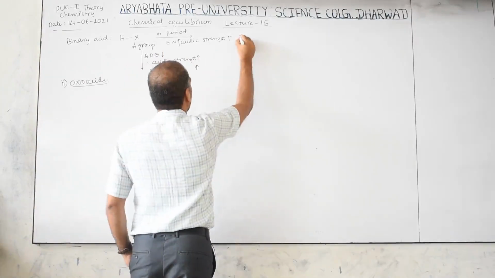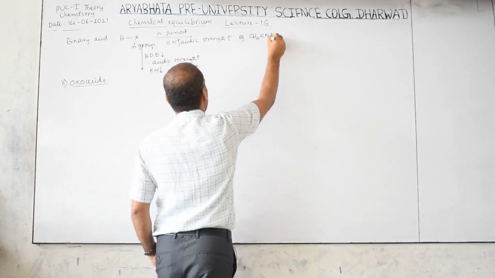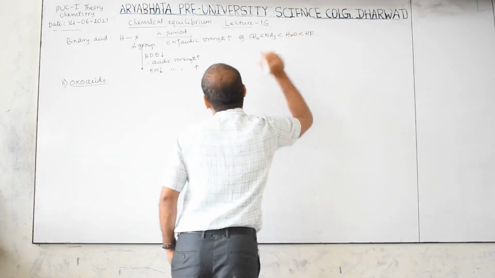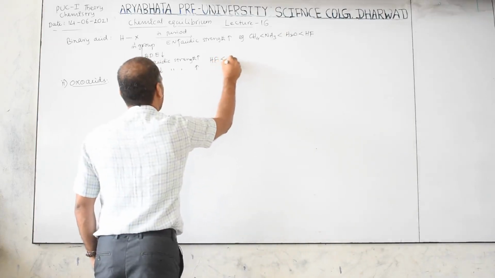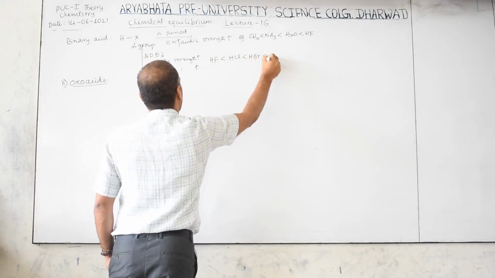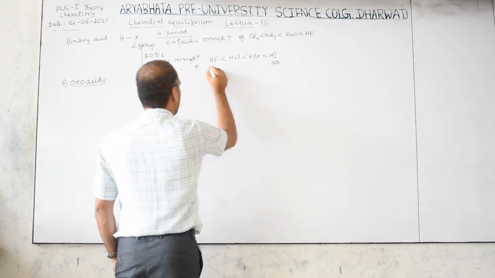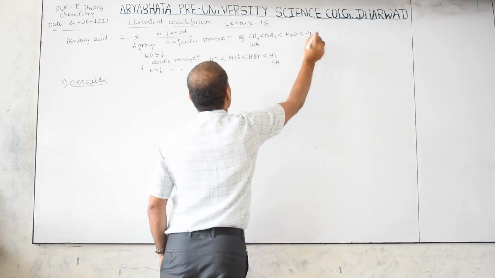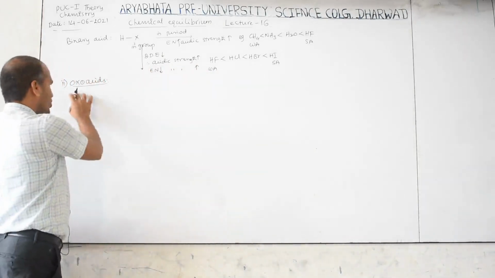Example here: CH4 is a weak acid, then NH3, next H2O, next HF. In this case, in the group, HF is a weak acid, HCl is a strong acid, HBr is strong, HI is a very strong acid. So this is strong acid, this is weak acid, this is weak acid, this is strong acid, in the period and group. Now oxo acid.